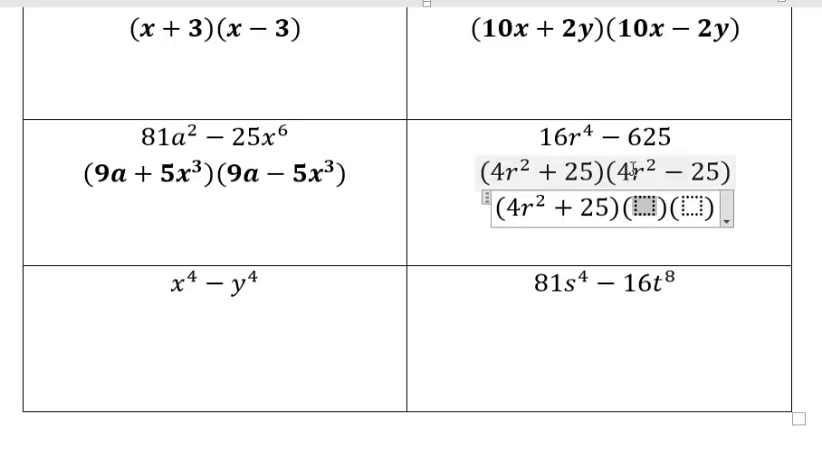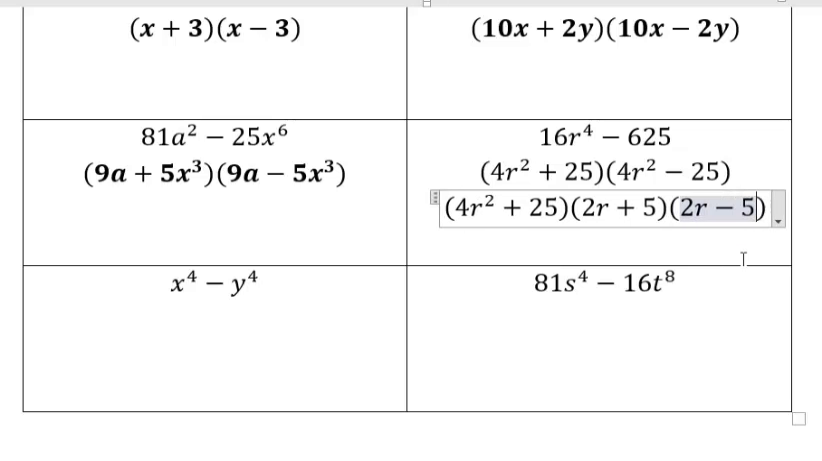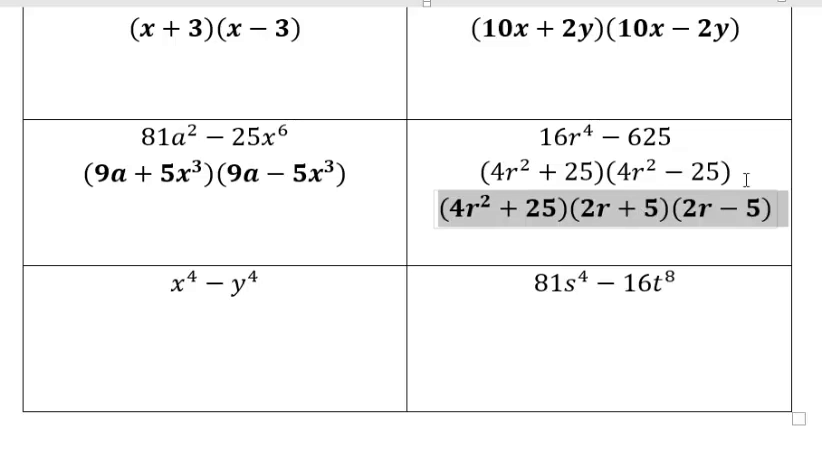I'm going to get square roots and put them with plus and with minus. So square root of 4 is 2. Square root of R2 is R. Square root of 25 is 5. So I'm going to put those with plus, 2R plus 5, and with minus, 2R minus 5. So you need to be careful with that. If you can repeat the process in the second parenthesis, you have to do it. So I did the process twice. It's not difficult, I'm just doing the process twice.